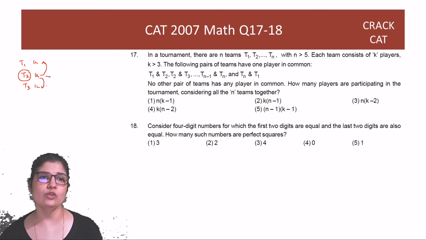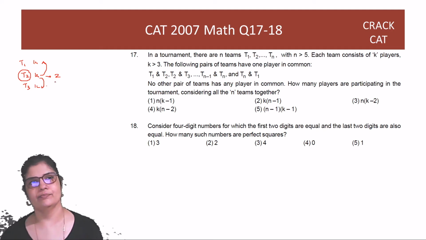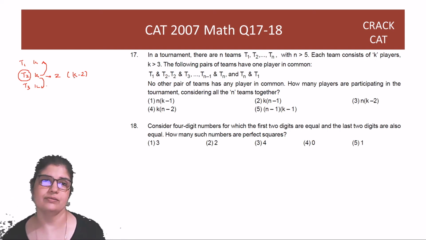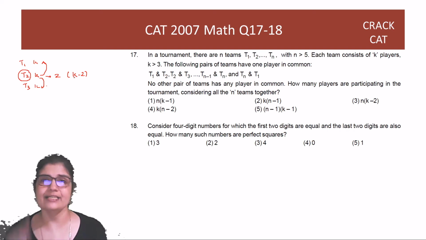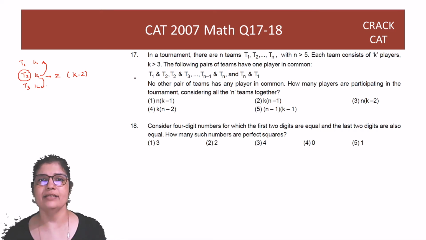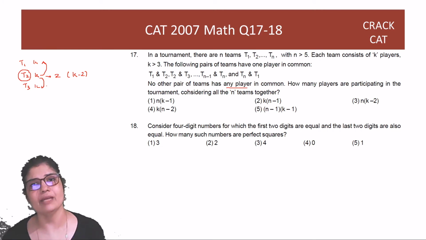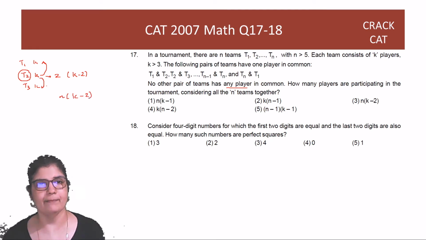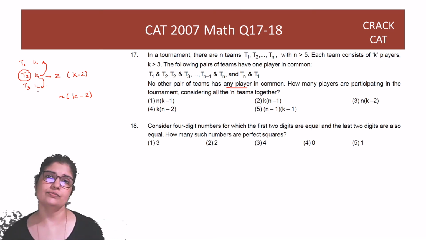So T2 has two players who are repeating, correct. The remaining K-2 players are not repeated in any other pair. So each team, right, has K-2 players where there is no other player common except these pairs. So K-2 is unique for every team. So there are n teams, guys, 1 to n, so n into K-2 players are there. But there are these common players also, right? So how many common players are there?